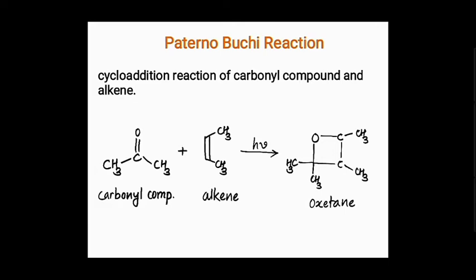In the Paterno-Buchi reaction, we have to study the carbonyl compound and alkene addition. The product of this reaction will give you a cyclic product containing an ether, meaning oxygen will be there, and a four-member system will be there. Depending upon the alkene you use and the carbonyl compound, the final product will differ and the addition reaction will be different. Firstly, excitation of the carbonyl compound will take place.